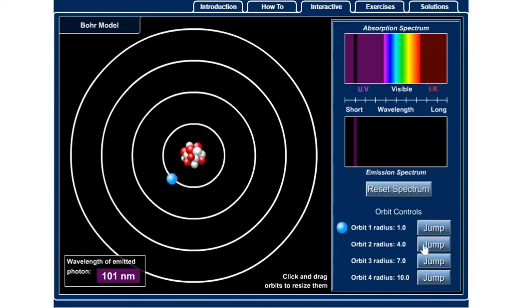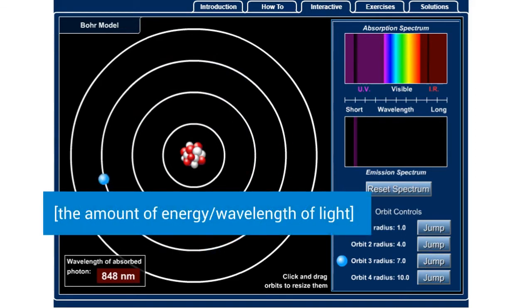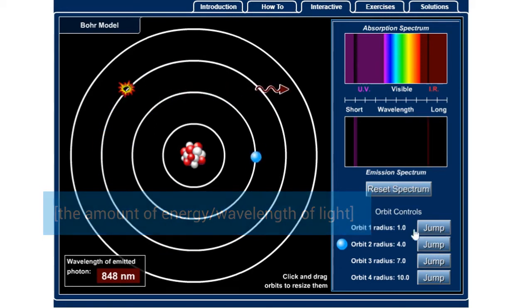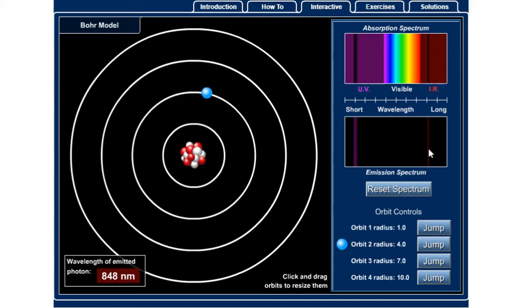Those are all the jumps possible here for 1, and you can see that they were all in the UV range. But now if we start at 2 and jump from 2 to 3, you can see the amount of light that was needed for that. The photon had to have had a wavelength of 848, and when it comes back down to orbit 2, you can see that it emitted the infrared light. From 2 to 4, we should see that it has higher energy and should be more toward the visible spectrum. And then when it jumps from 4 to 2, it gives off that color.